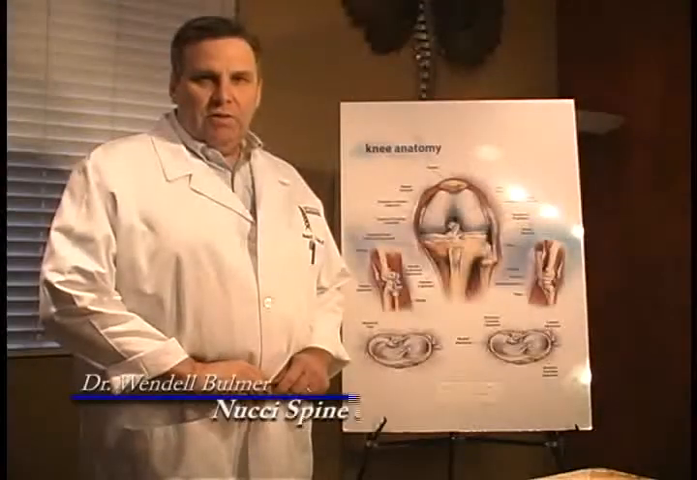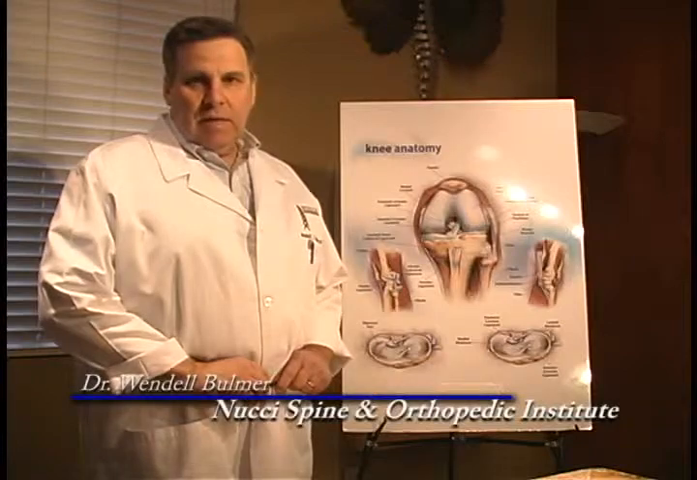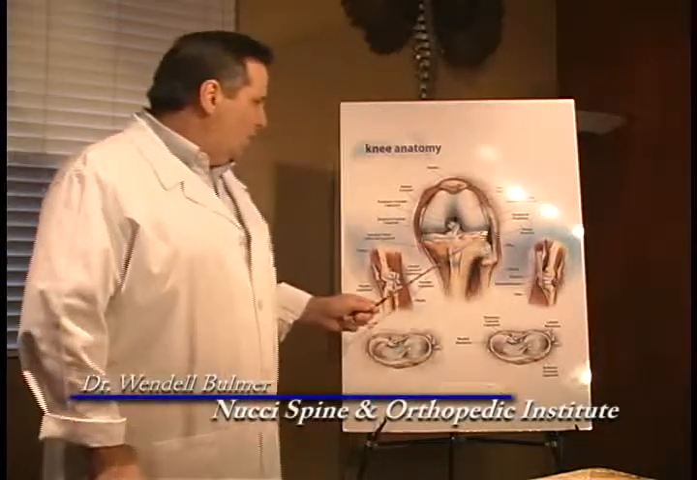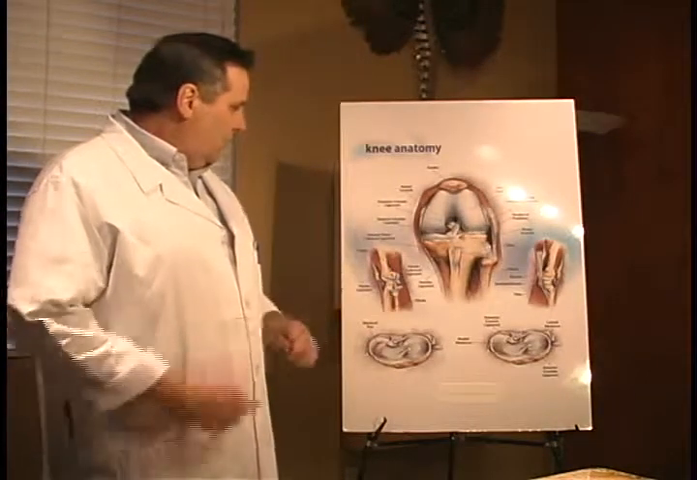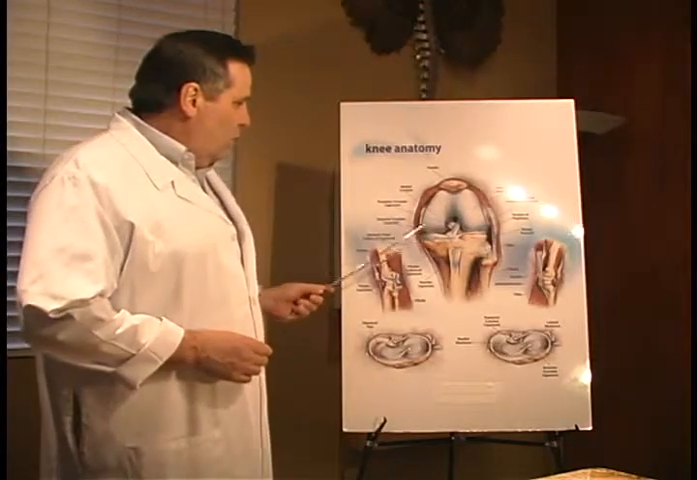The most common procedure that I do is arthroscopy to the knee. The knee has soft tissue that acts as a cushion called the meniscus. We have a medial and lateral meniscus. This is the medial meniscus, this is the lateral meniscus. And at the time of injury, these can become torn.